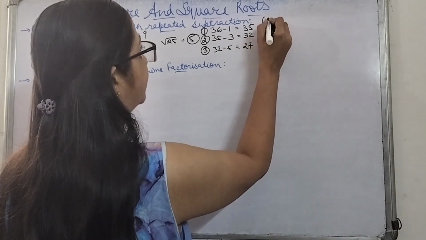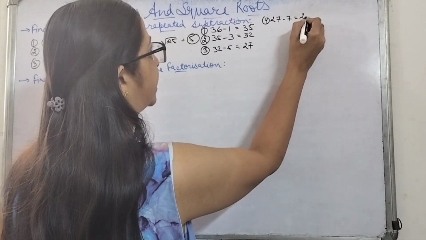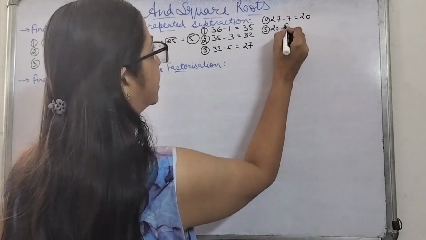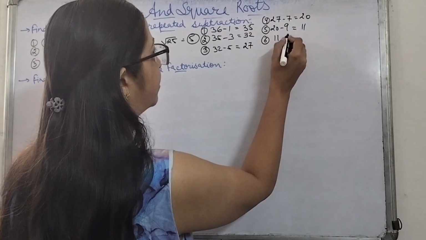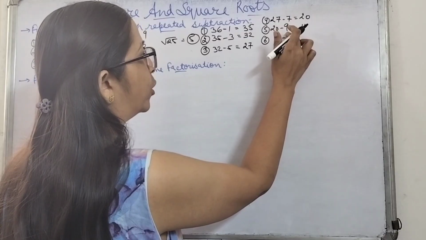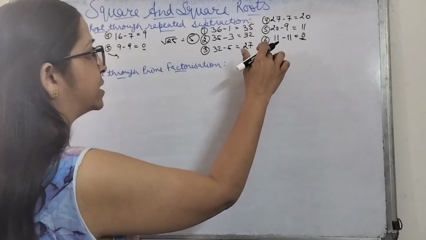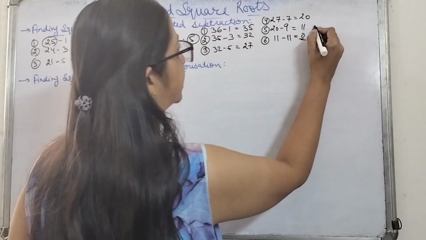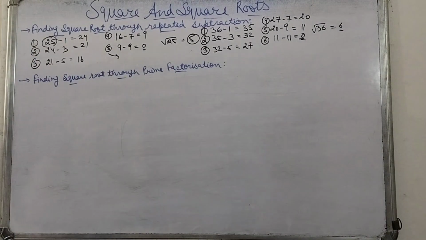In the next step, we will be doing 27 minus 7, that will be 20. In the next step, 20 minus 9, that is 11. And in the next step, the next odd number after 9 will be 11 only, and 11 minus 11 will be 0. So in 6 steps, our difference is coming to 0. So the square root of 36 will be 6. This is one of the methods.